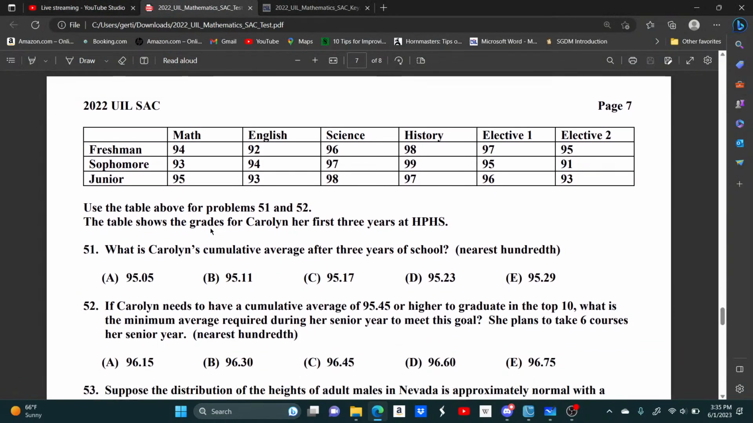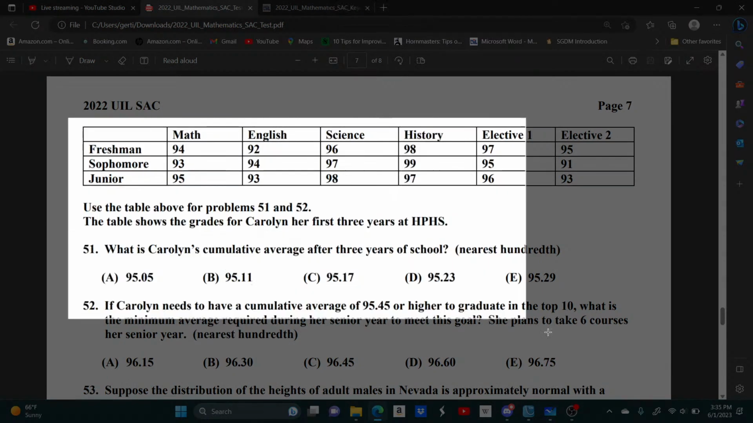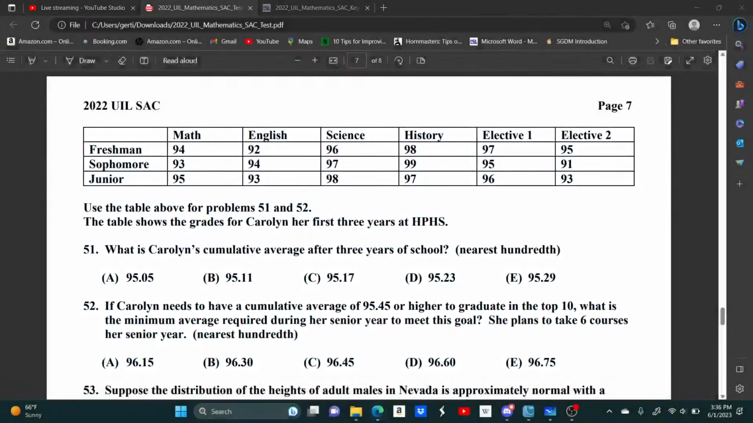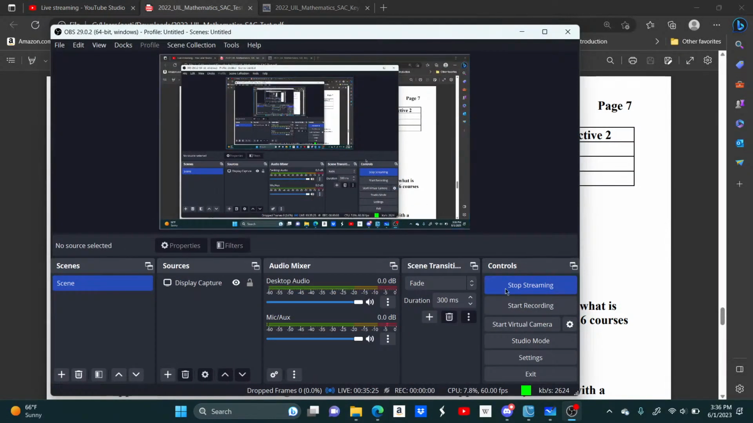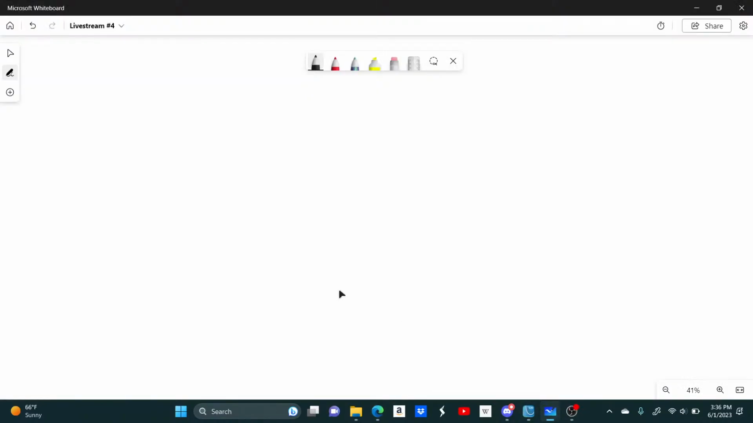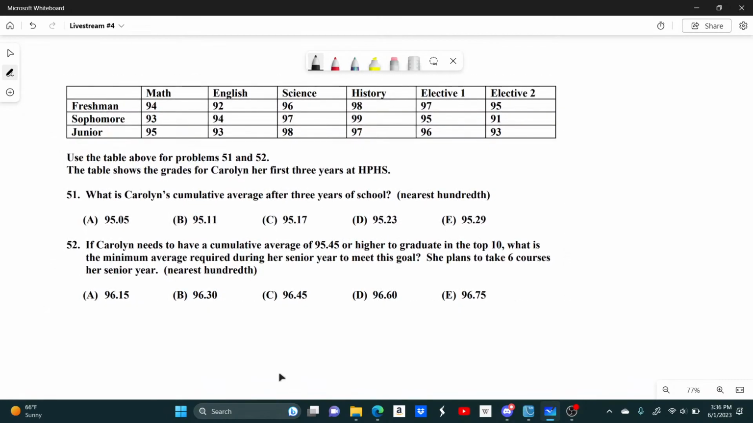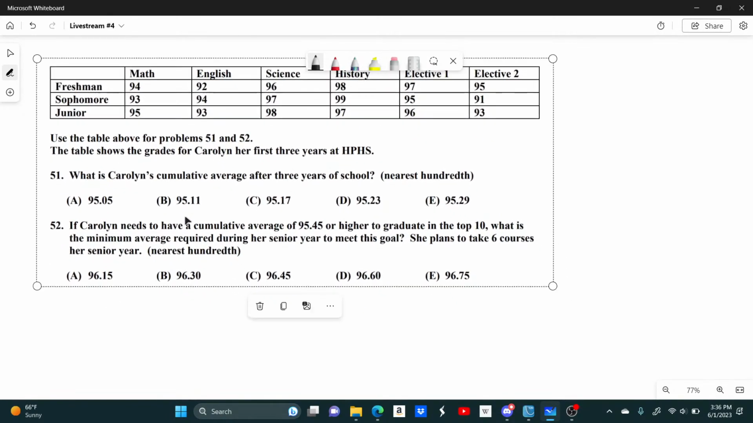Okay, let's start number 51. Actually, this is for 51 and 52, so I'm going to do it like 2 and 1. All right, here we go.